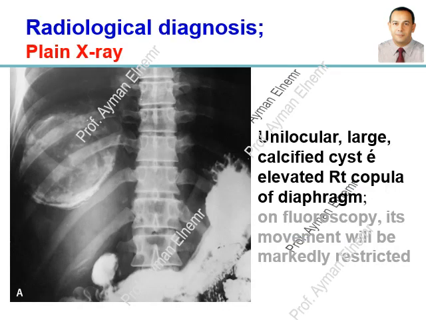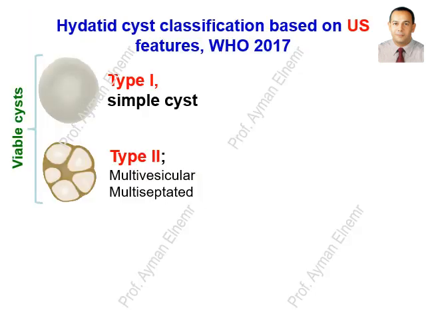The radiological diagnosis starts with chest X-ray, which shows a unilocular large calcified cyst with elevated right cupola of the diaphragm. However, in fluoroscopy, its movement will be markedly restricted. In 2017, the WHO proposed the hydatid cyst classification based on ultrasonographic features. Type 1 is a simple cyst.